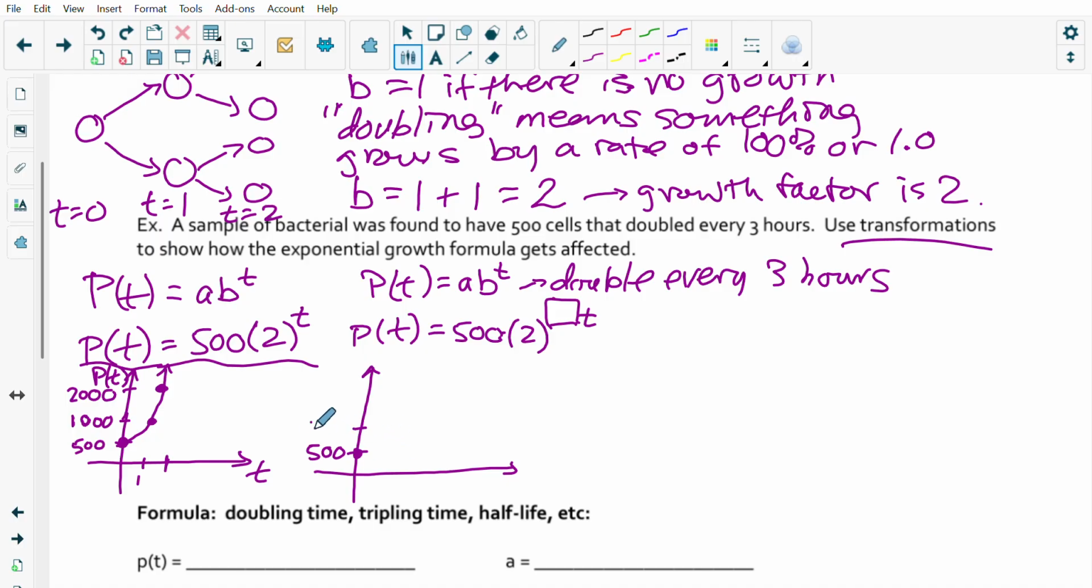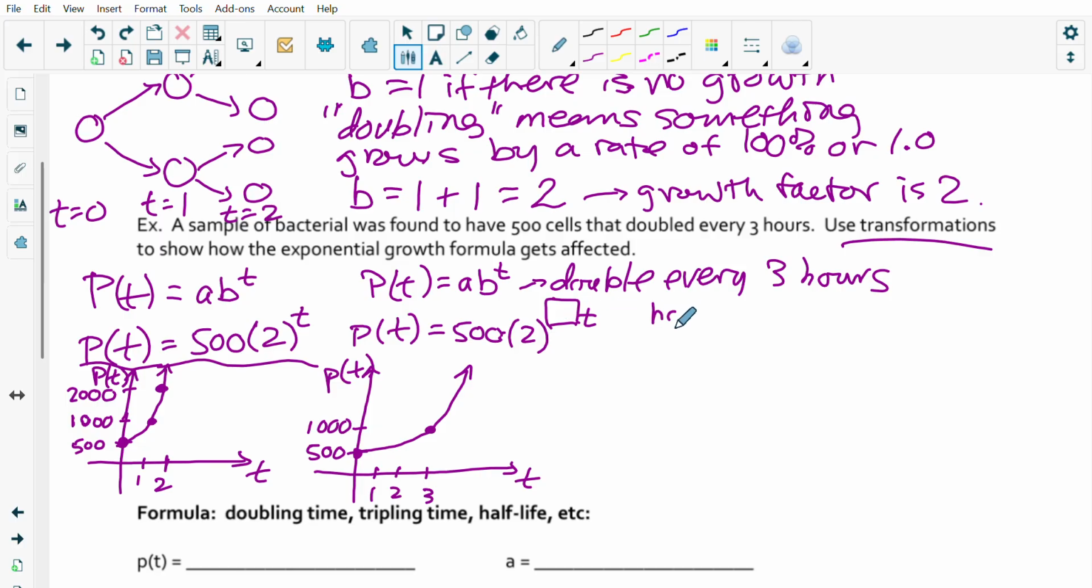But if we double it, so here's 1,000. If it starts out at 500 and it takes 3 hours to double, well, let's do this. 1, 2, and 3. Now it takes 3 hours to double. That's what it looks like, right? So that's P of t. This is t. Well, what kind of transformation does it look like to you? Well, folks, that looks like a horizontal stretch by a factor of 3.